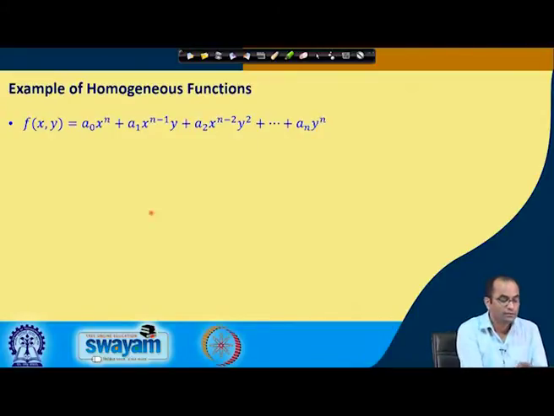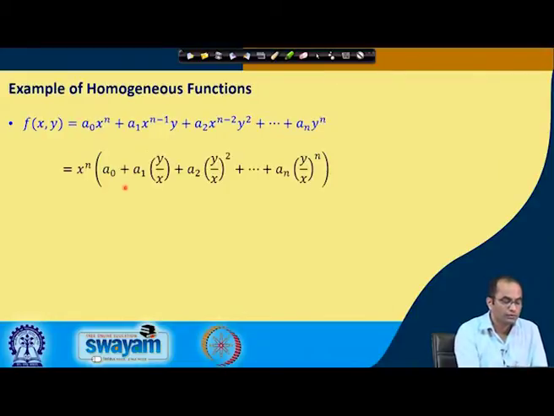Why order n? Because if we take this x power n outside from all these terms, then what will we get here? This will be a 0, because x power n we have taken out, and here again x power n is taken out, so one x we have to divide. So, a 1 and then y over x it will become. Here we have taken x power n out again, and then x power minus 2 will remain, that means a 2 and then y over x power 2, and so on. Here a n and x n we have taken out.